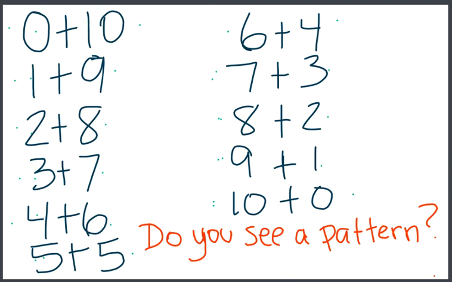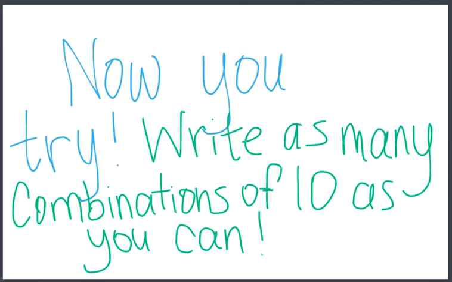You have the numbers going up on one side of the addition problem and the numbers going down on the other. Now you try. Write as many combinations of 10 as you can. See if you can put them in order. Hint, start with 0 plus 10 equals 10.